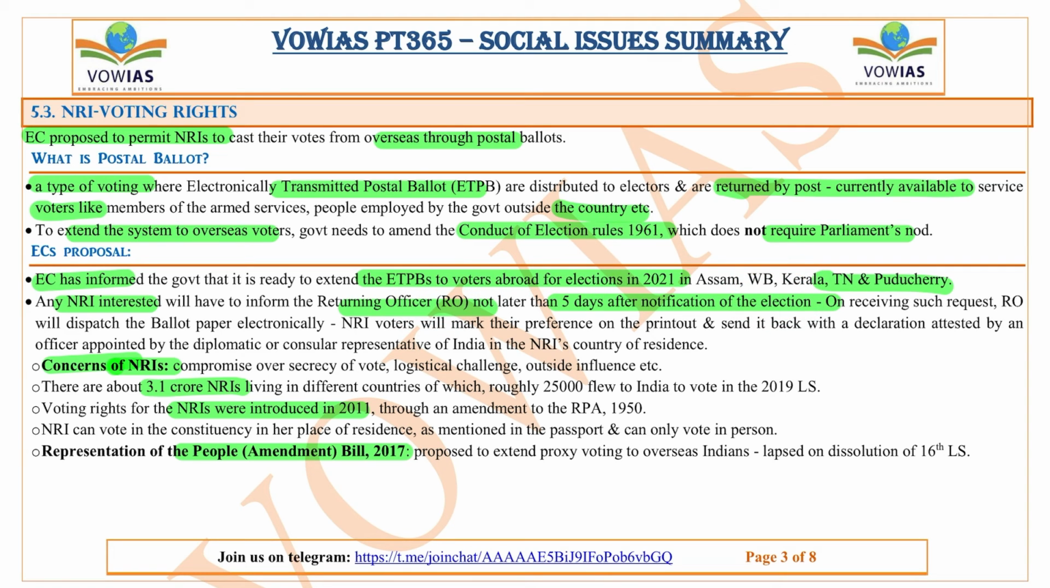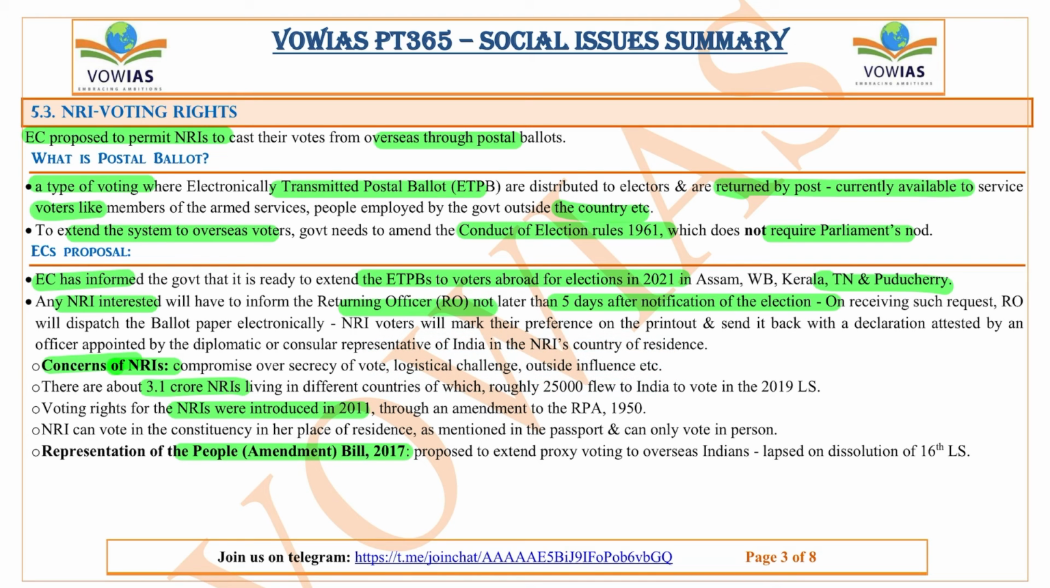On receiving such a request, the returning officer will dispatch a postal ballot electronically, and the NRI voter will mark the preference on the printout and send it back with a declaration attested by an officer appointed by the diplomatic or consular representative of India in the NRI's country of residence. But there are various concerns. There is a compromise over the secrecy of the vote. There is a logistic challenge, and outside influence will also be there.